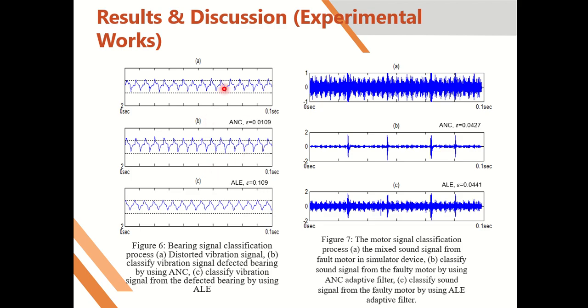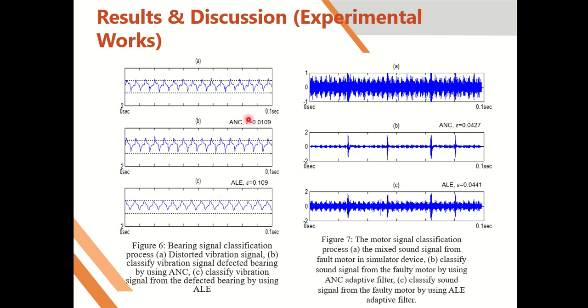So this one is based on experimental work. The left one is based on the vibration signal, and the right one is the sound signal. Okay, as you can see from the left one, this is a distorted vibration signal. Distorted vibration means a corrupted one, where the signal is being mixed with another component, the defect component. So by using the additive noise cancelling filter, we can see the ripple in this time waveform signal is being removed. The same thing goes for the ALE filter. So basically both ANC and ALE filters can filter out the unwanted signal.